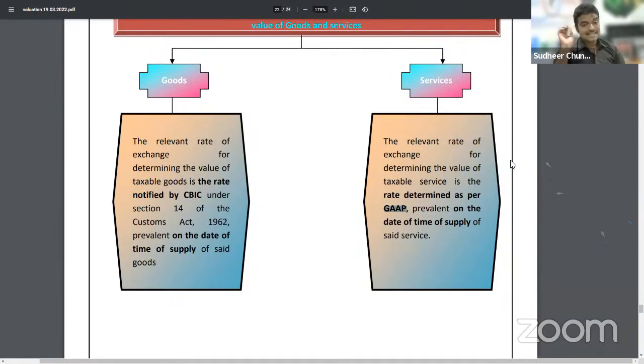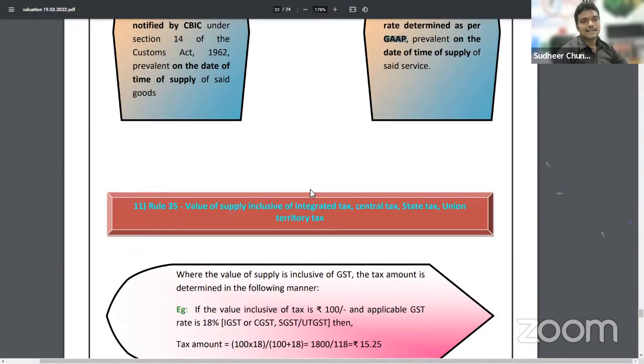If an invoice is raised in foreign currency, how do we convert it to Indian rupees? Rule 34 specifies that. In case of goods, you need to see the CBIC rate. In case of services, generally accepted accounting principles apply. That means whatever we usually follow in our books of accounts, the SBI rate or RBI rate. That rate we need to follow. That is rule number 34.